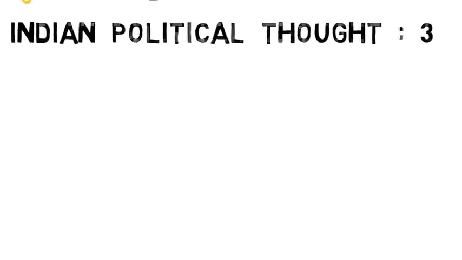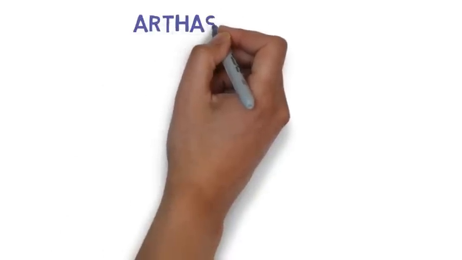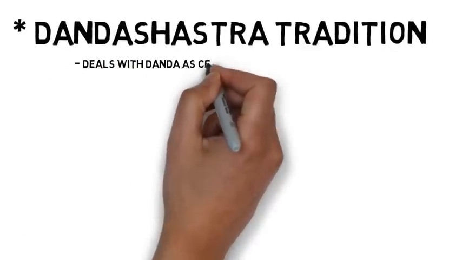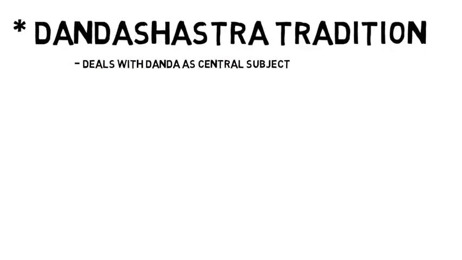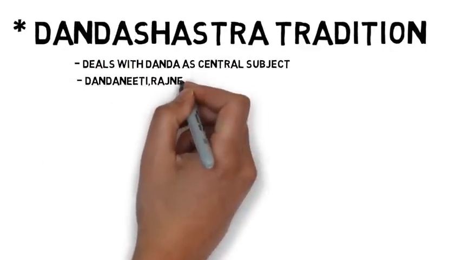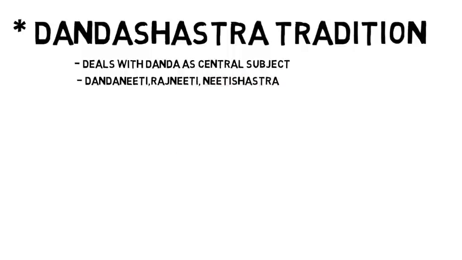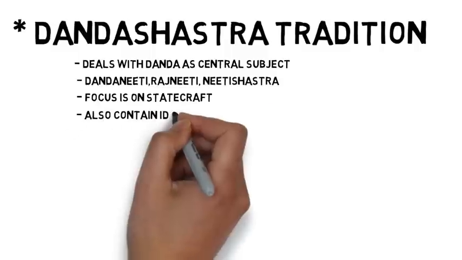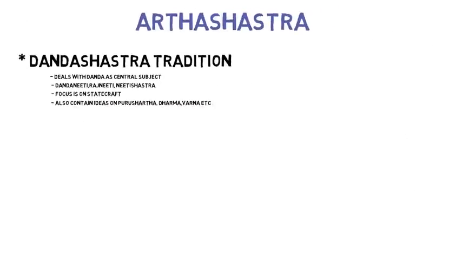Today we'll be learning about Kautilya, who was also known as Chanakya or Vishnugupta. He also contributed to the Arthashastra tradition, which belonged to the Dandashastra tradition. This Dandashastra tradition deals with Dand as the central subject. Dand, that is coercive power or punitive power of the state. Dandashastras also deal with Dandaniti, Rajniti, Niti Shastra, etc. Dandashastra texts also contain ideas on dharma, purushartha, varnas, but the focus is on statecraft.